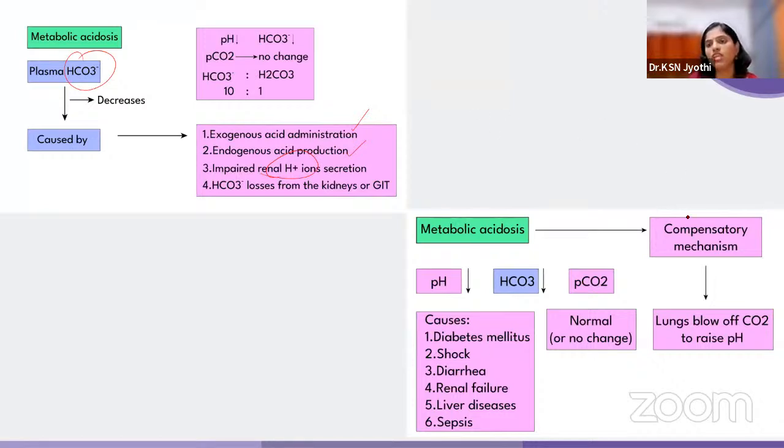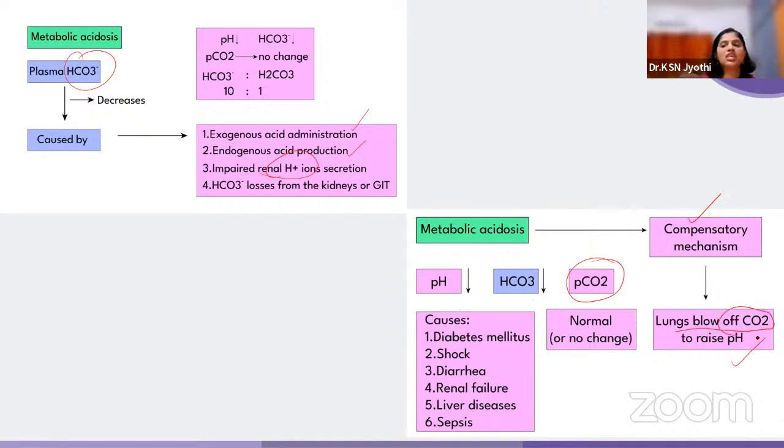But in the body, we have what are called compensatory mechanisms. So what is this compensatory mechanism? They will try to compensate this increase or decrease in the pH. So in metabolic acidosis, because the compensatory mechanism is associated, they will mildly manage as long as there is acidosis, or they will try to manage it by decreasing the pH, bicarbonate, and the partial pressure of carbon dioxide. What will the compensatory mechanism do? Lungs will blow off carbon dioxide to raise the pH.